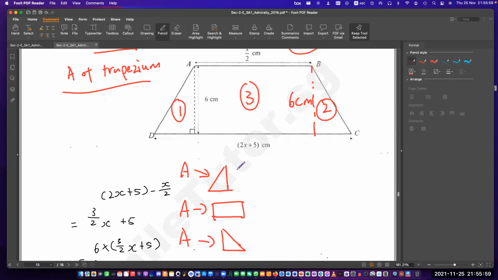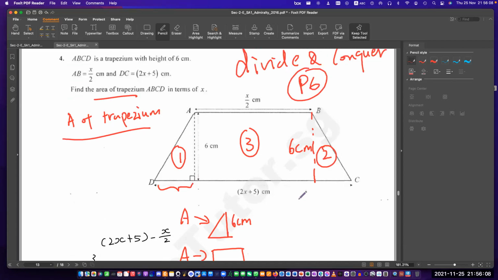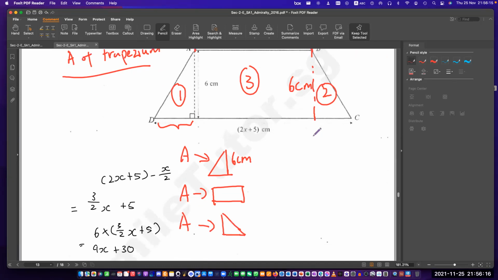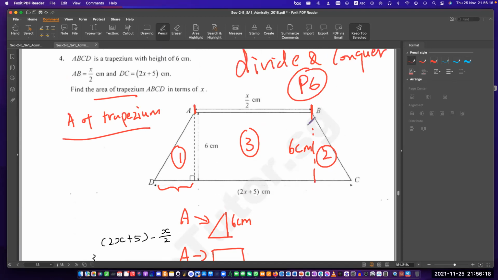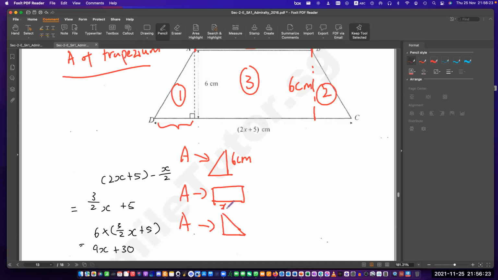Yeah. So what is the height here? The height is 6 cm. Okay. Then what is the length here? So they say, what they say? They say this length. Okay. So basically for the rectangle, I can label the length already. The length is x over 2, so this is x over 2. And the height is 6 cm. And then for this, the height is 6 cm, which I need to figure out the base.